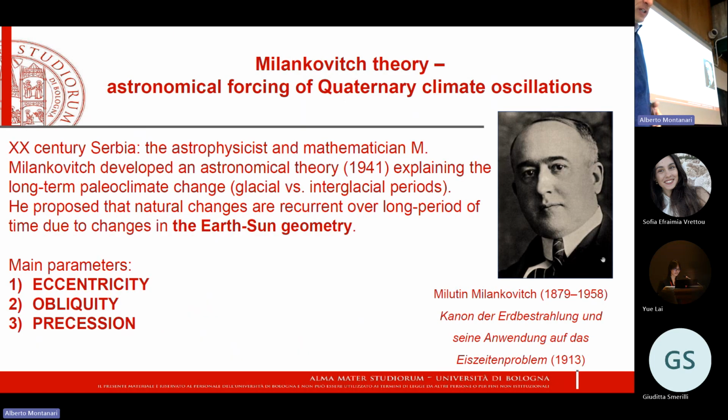So, changes in the Earth's orbit. There was a brilliant scientist, Milutin Milankovic, who lived between 1800 and 1900 and made important discoveries. He was Serbian, and he developed his full theory in 1941, at the age of 60.